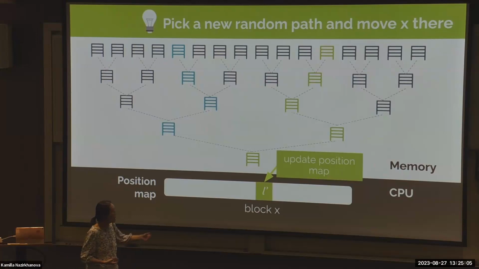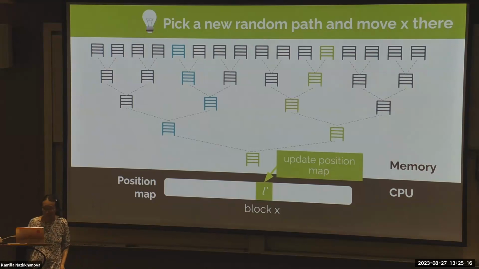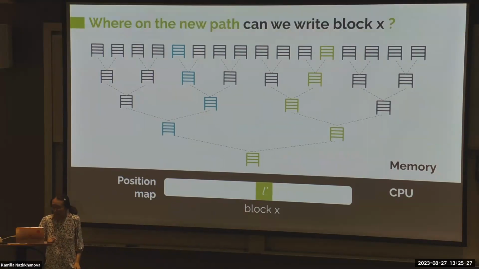Suppose I happen to pick the green path and I want to write it. In order not to break the path invariant, I have to write it somewhere on the green path. Here's a slightly more tricky point: where can I write this block on the green path? Also keep in mind, I update my position map to make it consistent. Okay, so where can I write the block X on the green path?